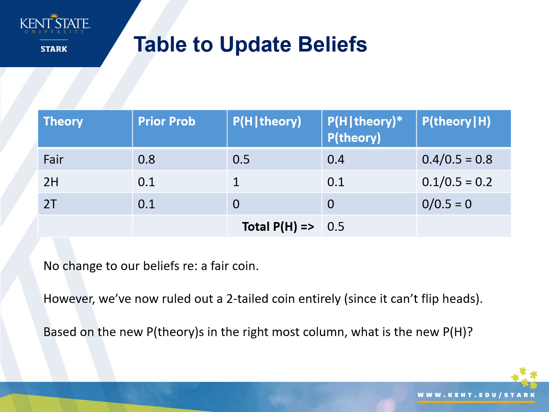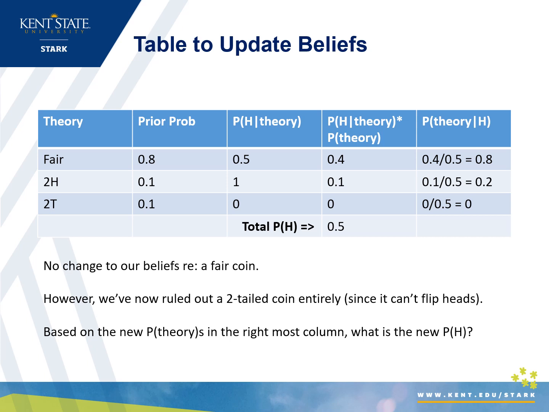The two-tailed coin, we gave a prior probability of 0.1. The probability of getting a heads in that theory is 0. So multiply those two together, and we end up with 0. Now to adjust all of this, we need to find the probability of the theory given that we just saw a heads being flipped.